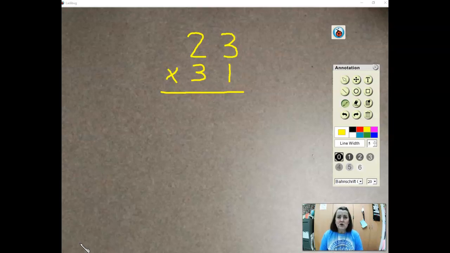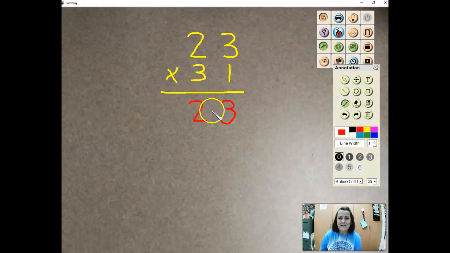Write this down in your journal or your spiral, 23 times 31, and let's get started. So we're going to start with the 1 times 23. And it's like a 2 by 1. So I'm going to, let's use red. We're going to multiply 1 times 3, and that is 3. And then we're going to multiply the 1 times the 2 in the tens place, and that is 2. So 1 times 23 is 23.